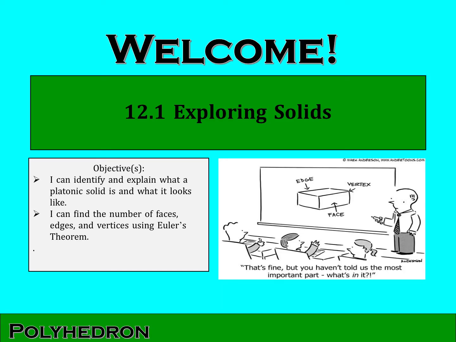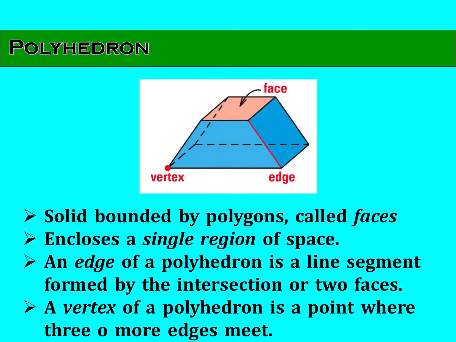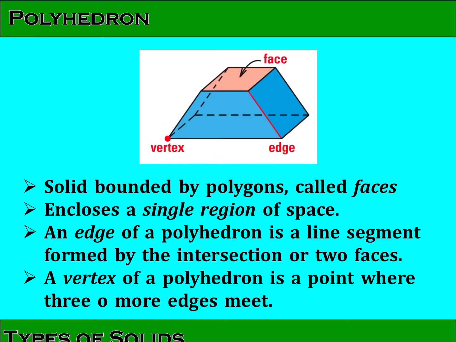Today we are jumping into chapter 12. Woohoo! The last chapter of the school year. And what chapter 12 is all about is 3D shapes, 3D polygons, also known as what we like to call polyhedrons. So, what's the definition of a polyhedron?